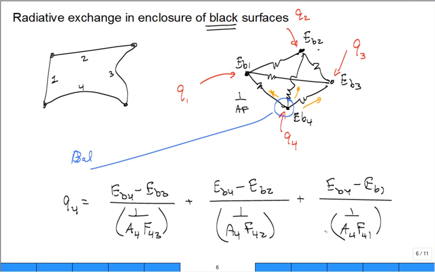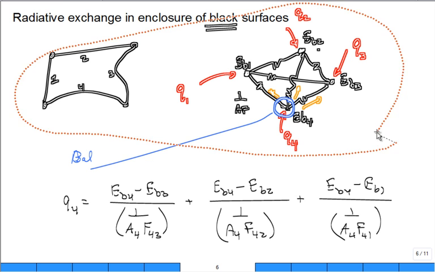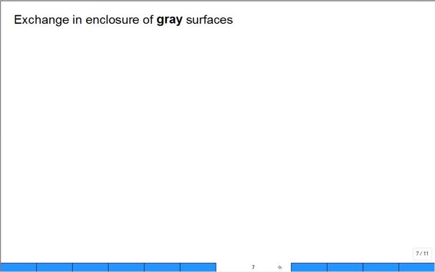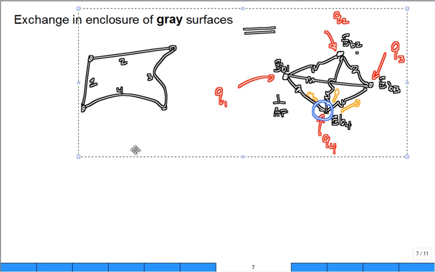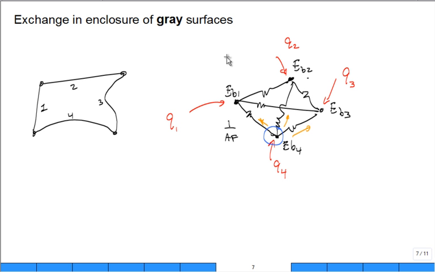Well, what we're going to do is take this and modify it now for a gray surface. So to start with the gray surface, I'm going to copy this. Edit, copy, come over here, and I'm going to do a paste. So let's say we have the exact same 4 surface enclosure, but they're gray surfaces. What's the difference between a black surface and a gray surface? The emissivity. For a black surface, the emissivity is 1.